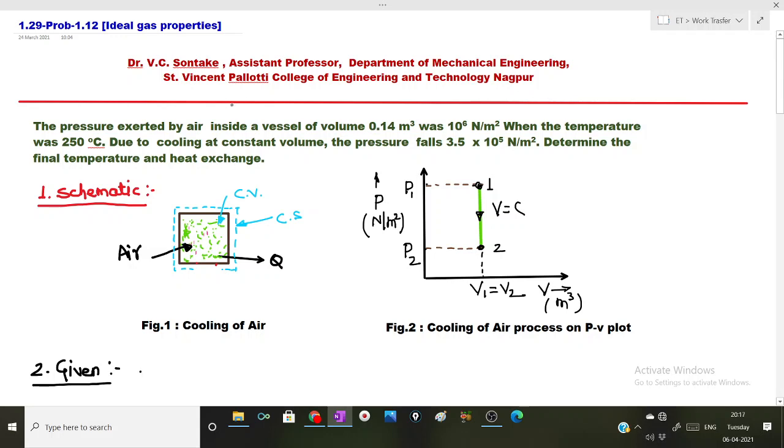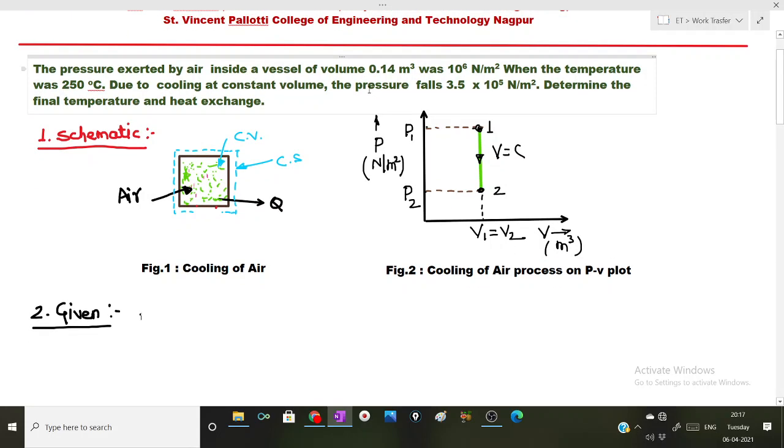Video lecture number 1.29, problem 1.12 on ideal gas properties. In this problem, various parameters can be calculated when an ideal gas is undergoing a constant volume process.